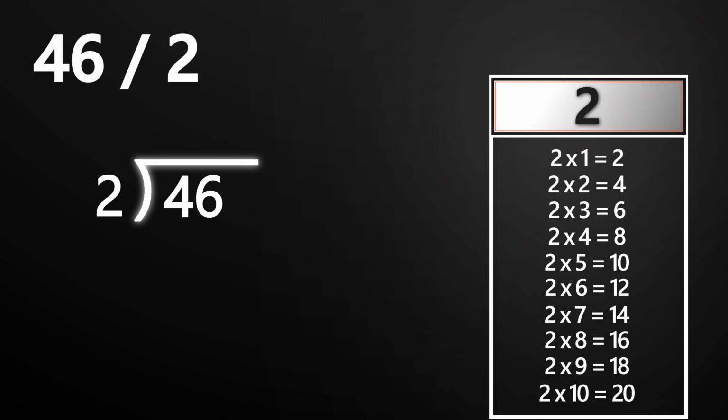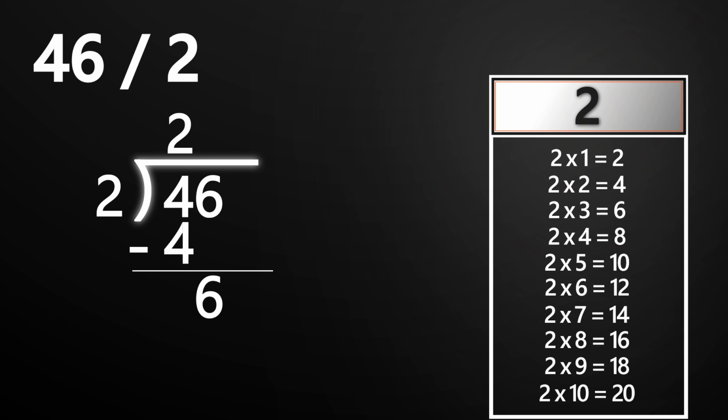So, start with the first digit of 46, which is 4. Ask yourself, how many times does 2 go into 4? The answer is 2. Write that above the line in the quotient. Then multiply. 2 times 2 equals 4. Write that below the 4 and subtract. That leaves 0. Now bring down the next digit, 6.